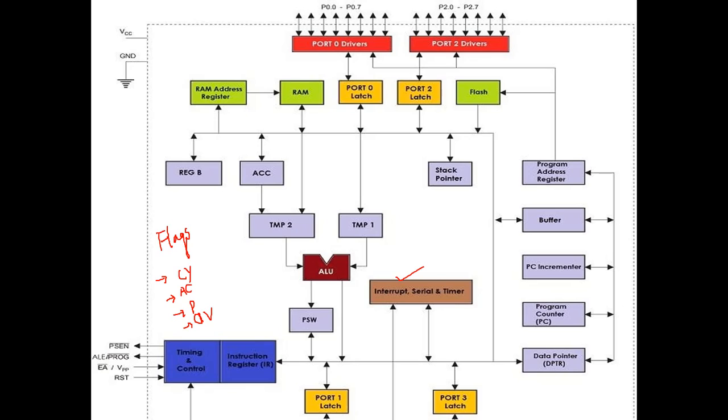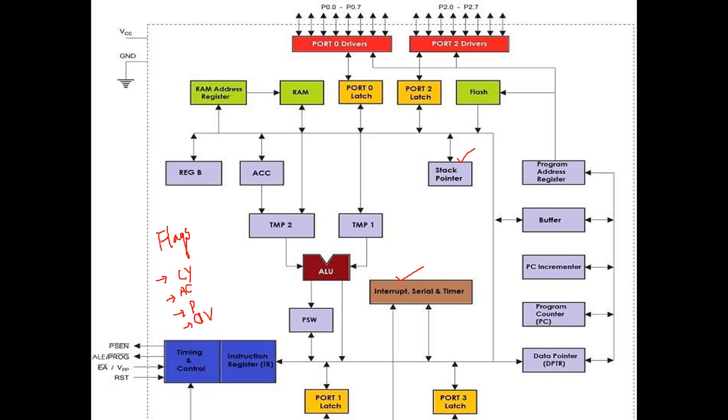We have a set of special function registers called timer mode control, power control, serial control and serial mode control registers. We will discuss in detail the timer and counter operations there. Yes, next we move to the stack pointer.